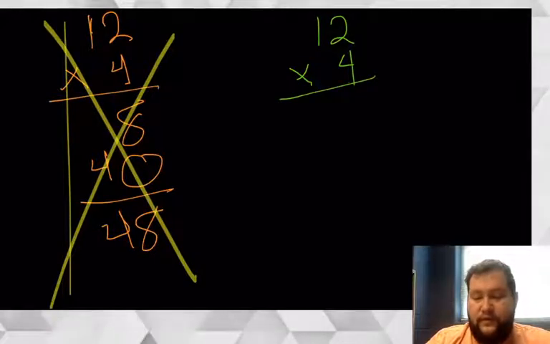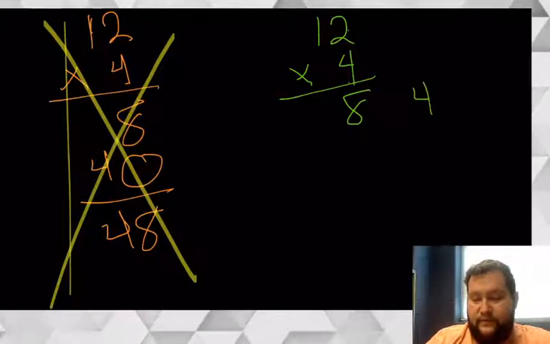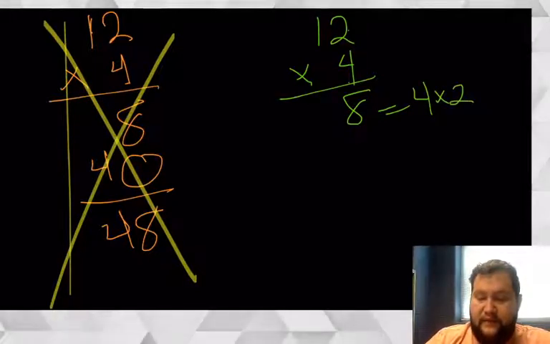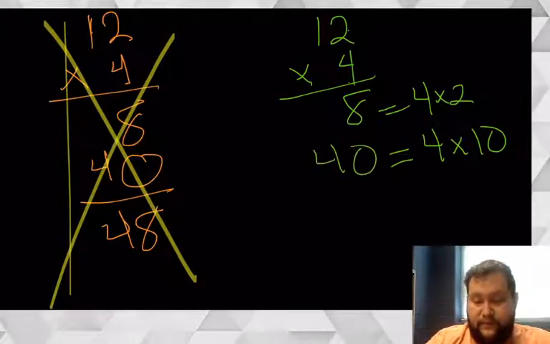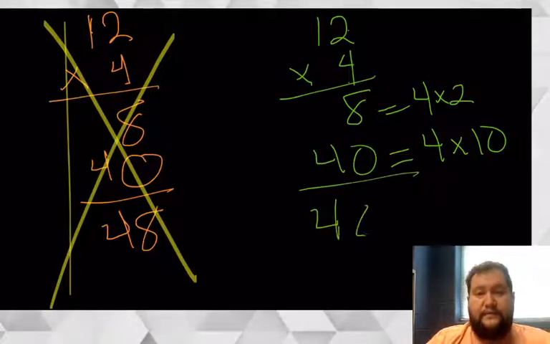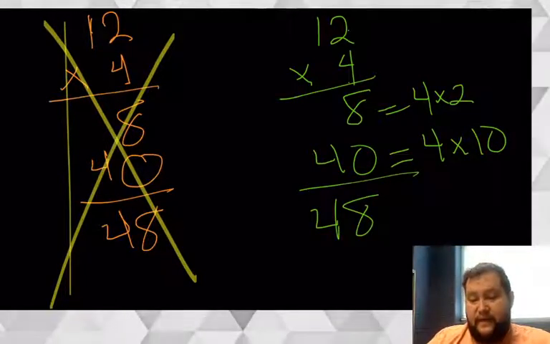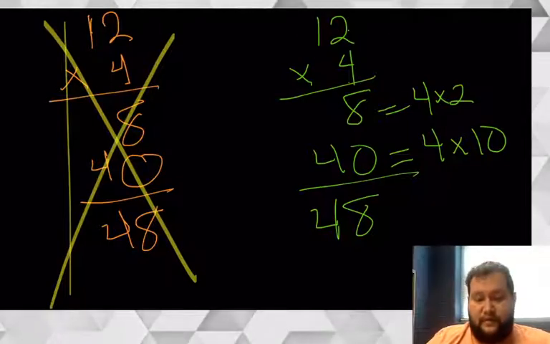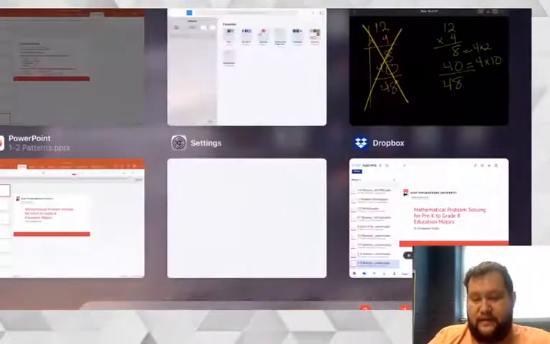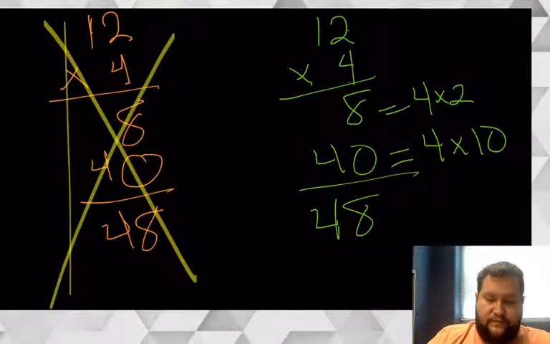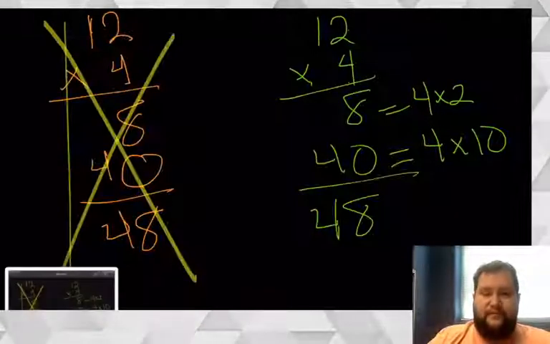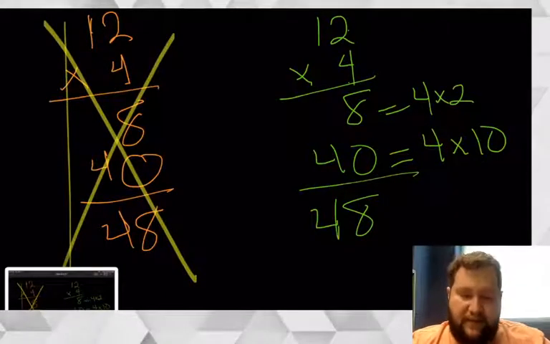4 times 2 is 8. So that's 4 times 2. And then I have 4 times 10 is 40. 48. Right? That's how I would much rather us think about it. Oh, I wanted to screenshot that, and instead I minimized it. Oh, it's because I need to hit those buttons. There we go. Because that's not a slide I have, I'm going to save it.